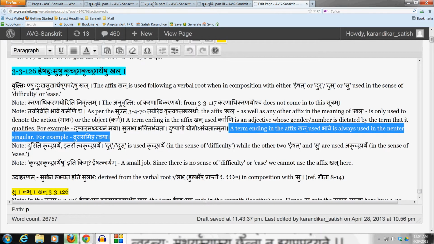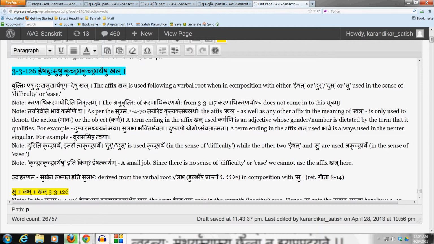In the sutram, you may have noticed that there are three terms given: ishat, dus, and su. There are only two meanings given, krichra and akrichra. Now, which ones are used in the sense of krichram and which in the sense of akrichram? That we have to see from the meaning in the language. In the language, ishat means small or little, so it means here with little effort. So ishat is used akrichrarthe.